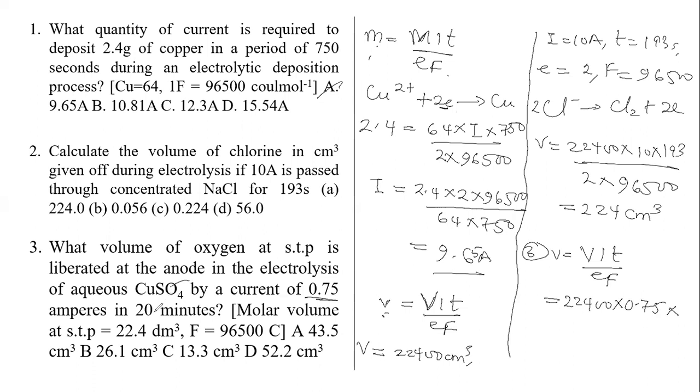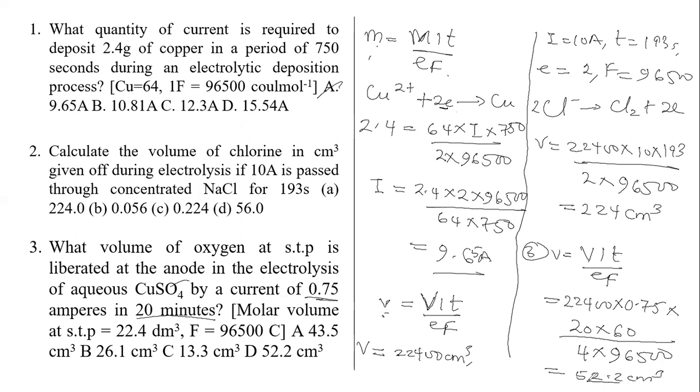Time is 20 minutes. To convert 20 minutes to seconds, that is 20 times 60, all divided by E. I said earlier that E for oxygen is usually 4, so that's 4 times 96,500 coulombs. So you press your calculator, and you are going to get 52.2 cm cubed.